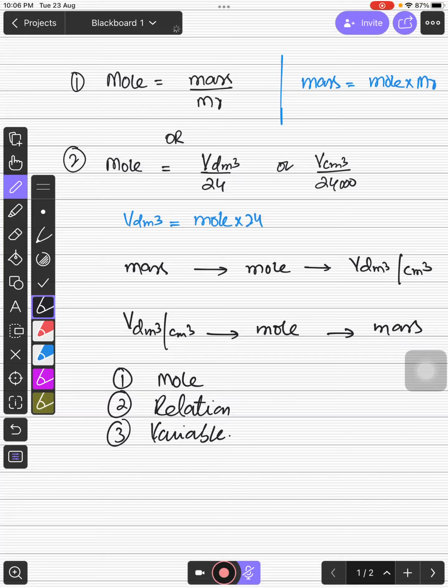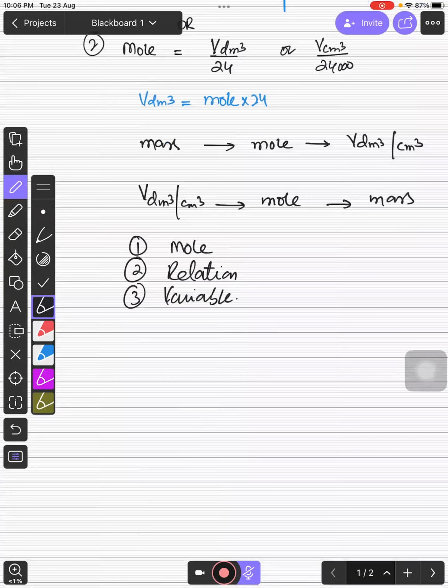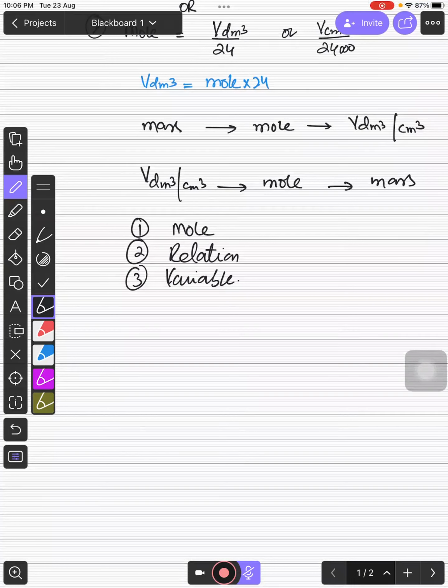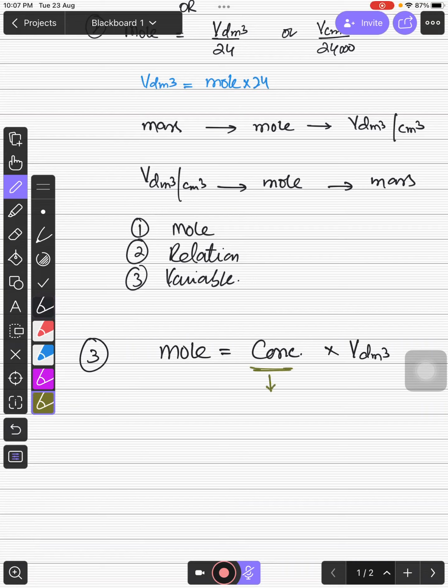Now we are moving towards formula number 3, और इसको फिर हम connect करेंगे इन दोनों formulae से, right? So let's talk about formula number 3. You can even find out the number of moles by multiplying concentration with volume, right? In decimeter cube. Now, what is concentration? Concentration is the number of moles divided by decimeter cube volume.